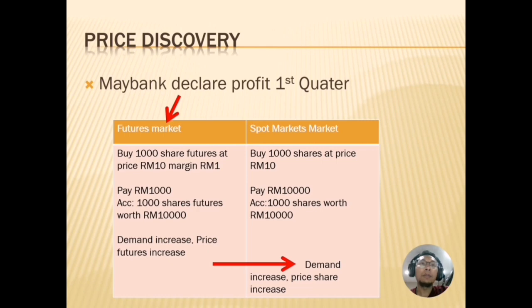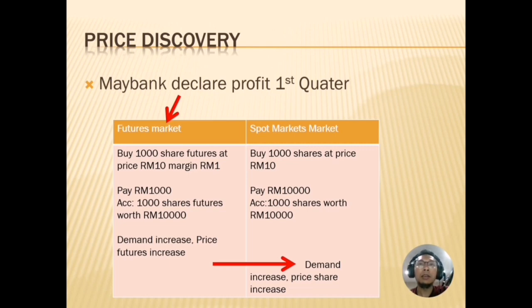Price discovery, for example, Maybank declares profit for the first quarter. So in the futures market, what you can do is buy 1,000 share futures at a price of 10 ringgit, margin 1 ringgit. So you pay 1,000. The account for 1,000 share futures is 10,000 ringgit, because 1,000 times 10 is equivalent to 10,000 ringgit. So demand increases, futures price increases.